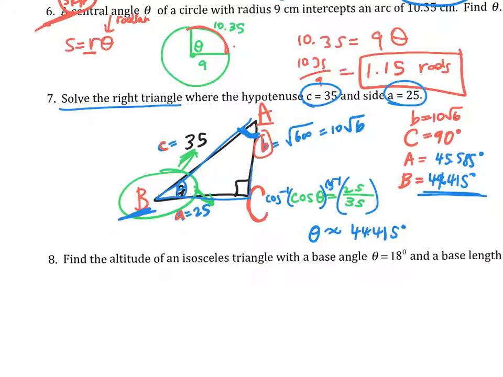Since in a triangle, all three angles need to add up to 180, but we already have the 90, the two angles need to add up to the remaining 90 degrees.